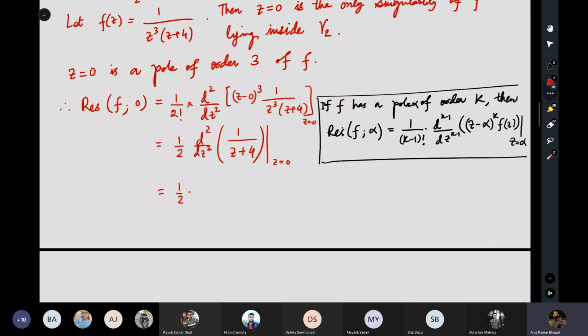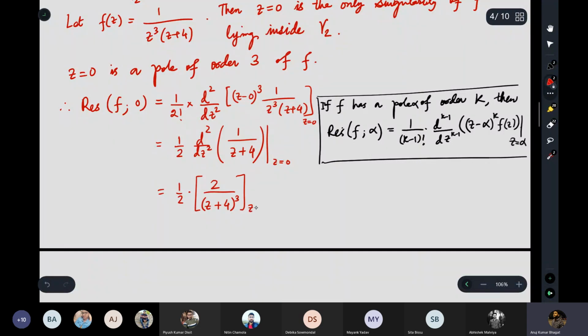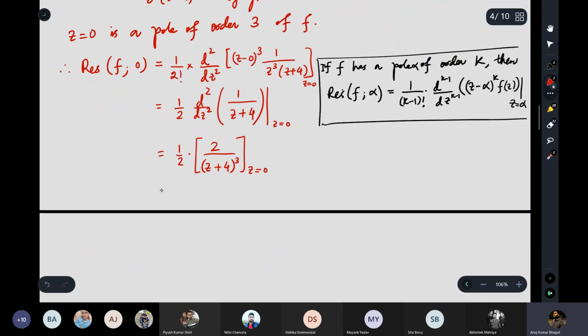So minus and minus will become plus. So 2 by (z plus 4) whole cube, and this will be evaluated at z equals 0. What will I eventually get? This 2 and 2 are getting cancelled. I'll remain with 1 by 64. Therefore, the required value of the integral is 2 pi i times the residue, which is this, and this is nothing but i pi by 32.